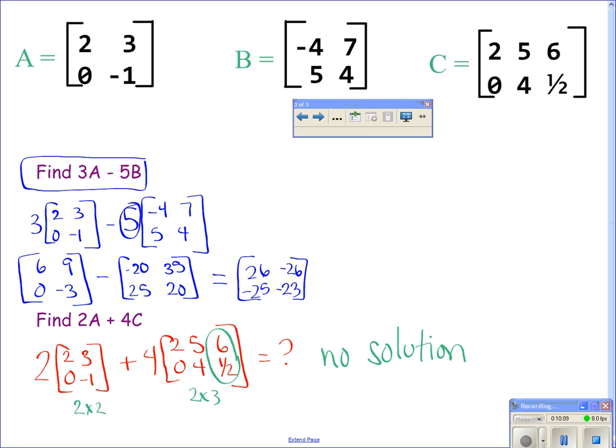Should we still write it down though, or just say no solution? You can say no solution. Okay. Questions?